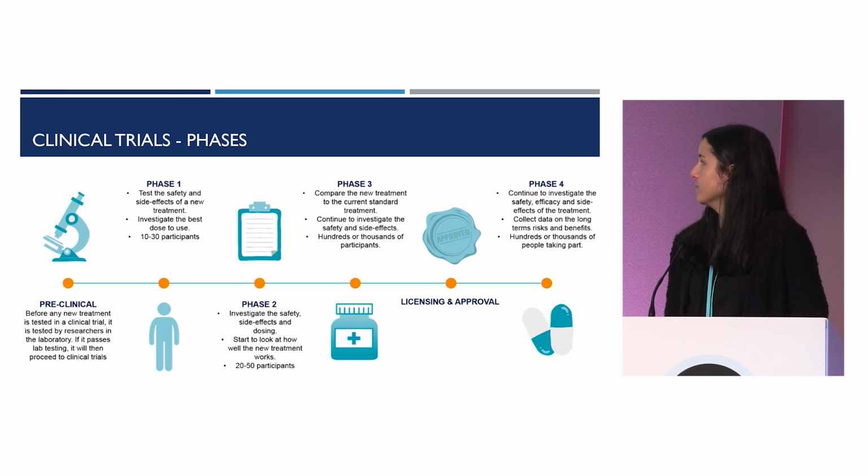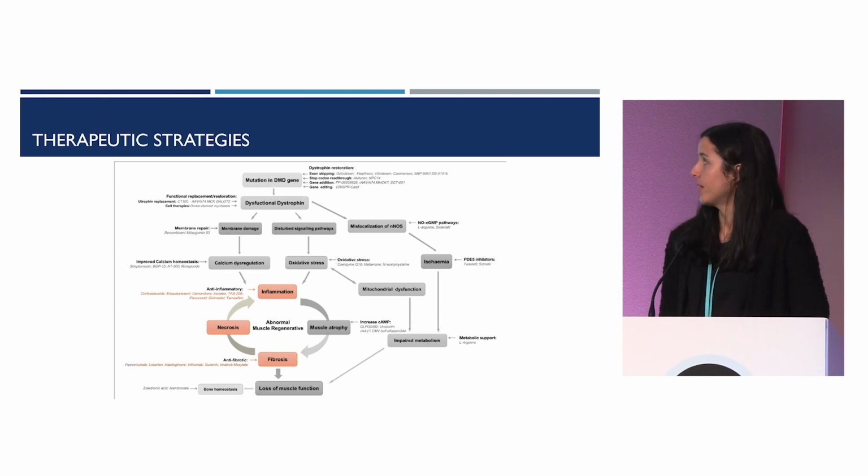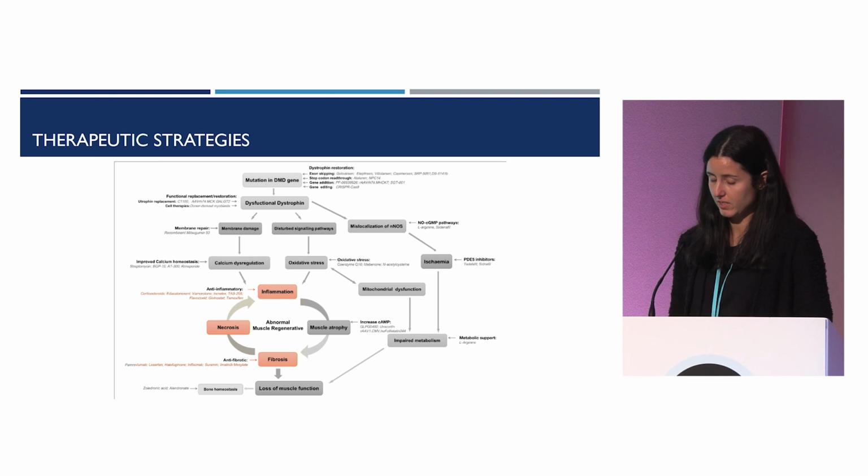And the drug keeps being investigated for its safety and side effects. If finally that drug is approved, phase 4 is just to continue investigating the drug, because we will know the long-term effects of that drug. So it's something that also gives us a lot of value. Regarding the therapeutic strategies, I will focus on the inflammatory and fibrosis therapies, and I will briefly talk about some of these drugs that have been investigated in the last years.